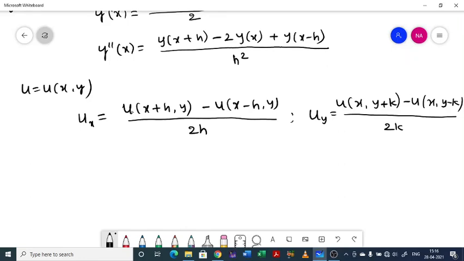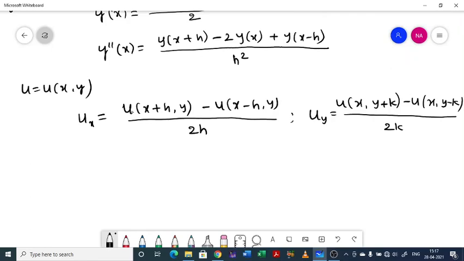Second order derivatives can be approximated in the same way. So these are the ways of approximating first and second order partial derivatives and ordinary derivatives using the given function itself. Approximation of derivatives using the given function.